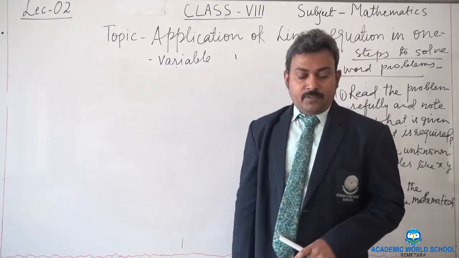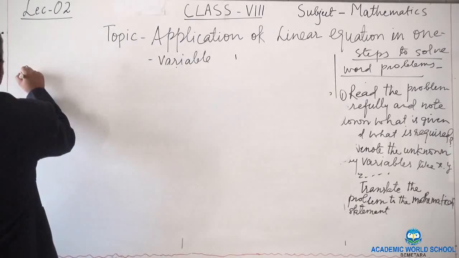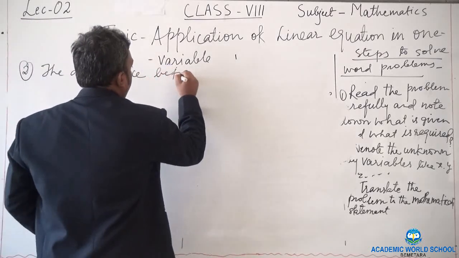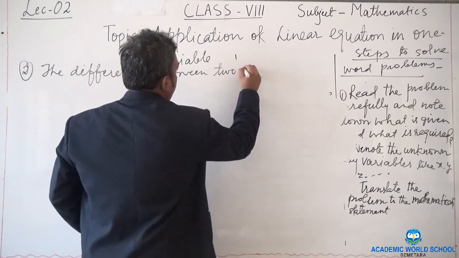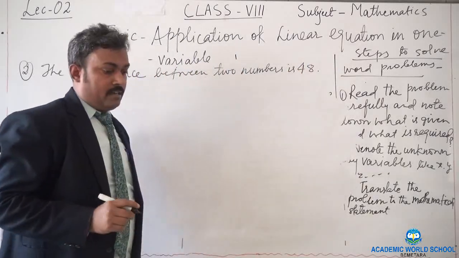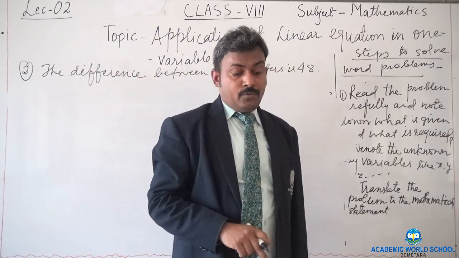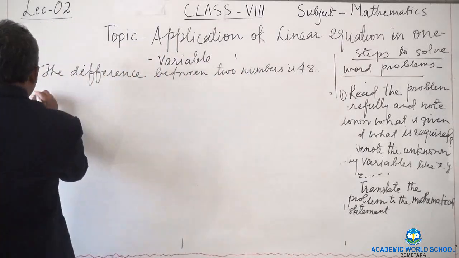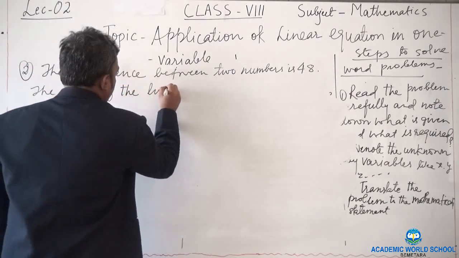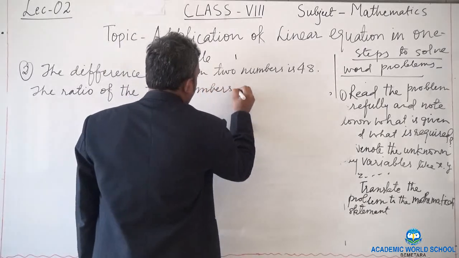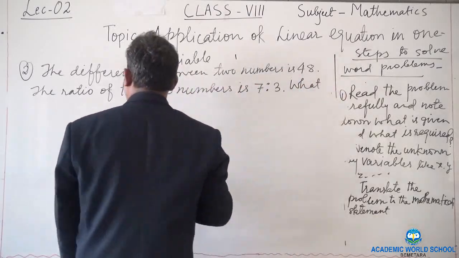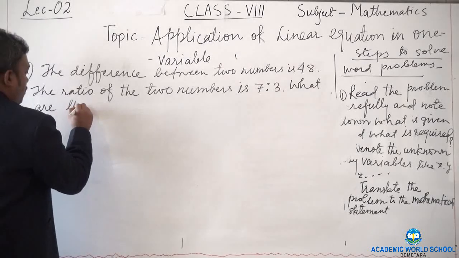The next question says the difference between the two numbers is 48. The ratio of the two numbers is 7:3. So what are the numbers?